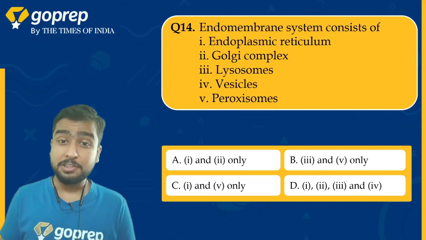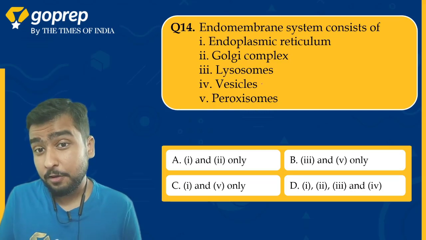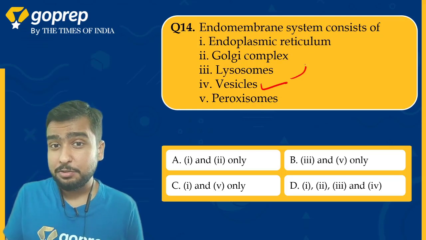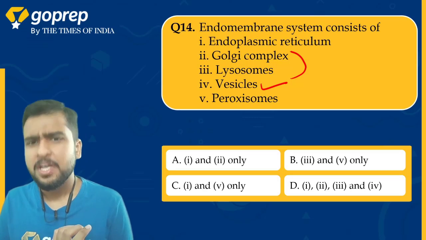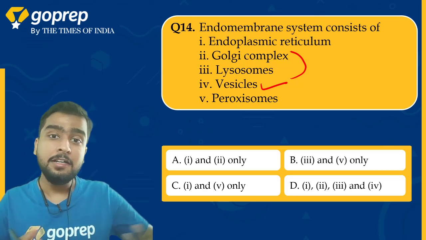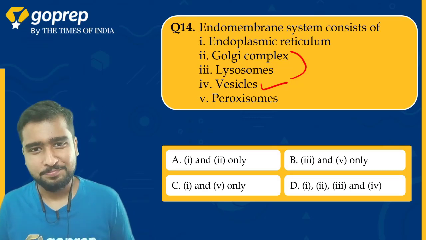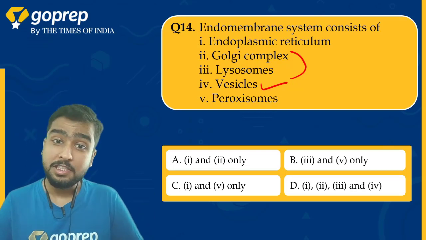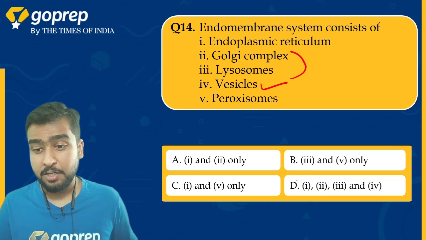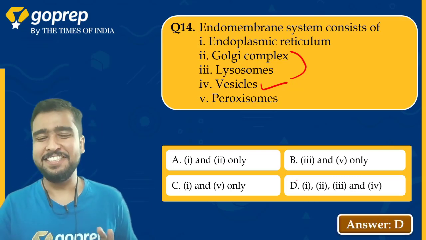It starts from the endoplasmic reticulum, then you have a little bit of vesicles which get it to the Golgi complex, and then lysosomes are also formed, and vacuoles also are components of the endomembrane system. So you can see 1, 2, 3 and 4 are all the answers except for 5. That means the correct answer is D.